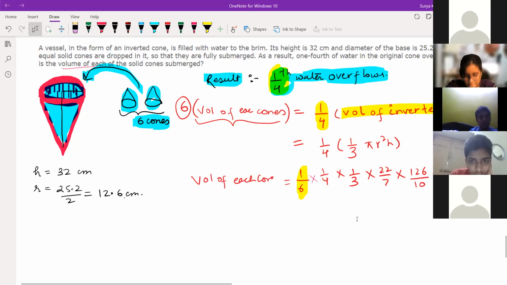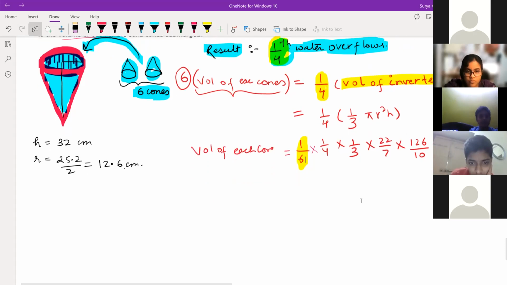Sai Ritvik? Yes, sir. Why I'm dividing by 6 is clear to you? Because yes, there are 6 cones. The one cone, if I want to find, the 1 by 6 into 1 by 4, 1 by 3, 22 by 7. It's clear, Akshat, what I'm writing here? Yeah, sir.